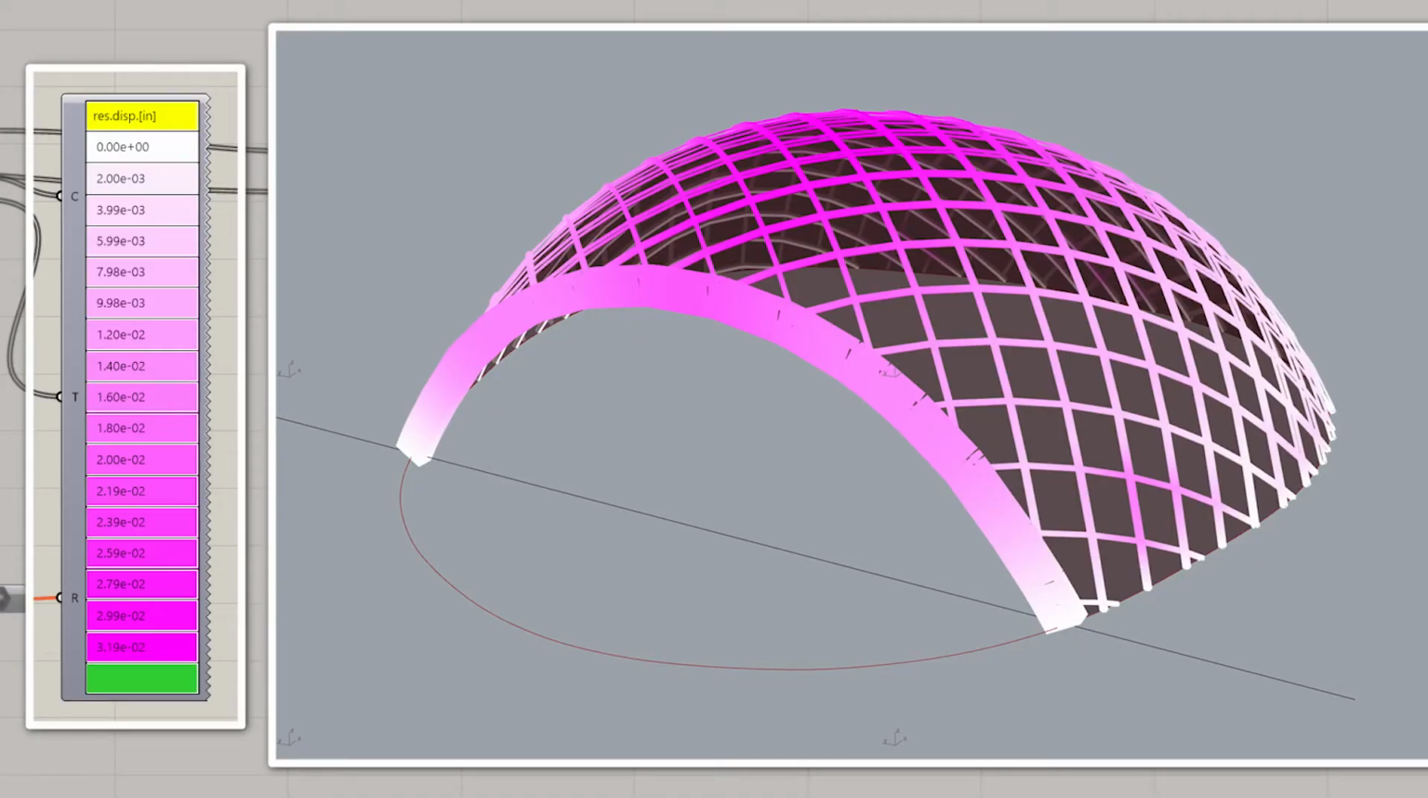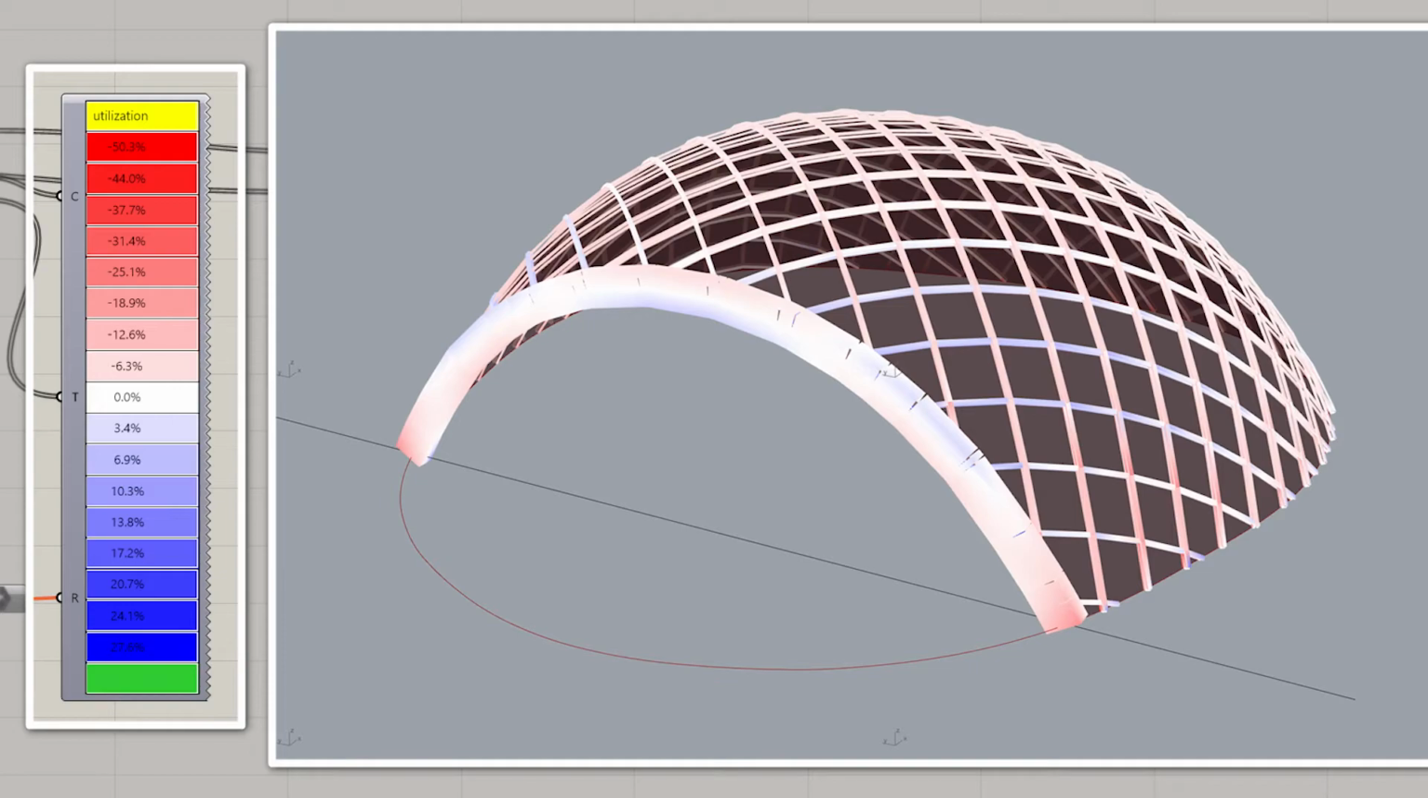After analyzing the model, Caramba can display the results in a variety of useful ways. Displacement shows how far each part of the structure is moved when applying the loads. In this case, the displacement is negligible, with a maximum only about 1/32 of an inch. This is partly because the structure is close to a funicular form, and a funicular form is structurally the most efficient form.